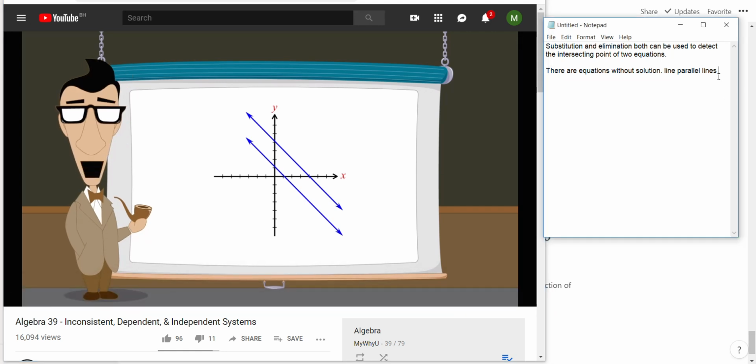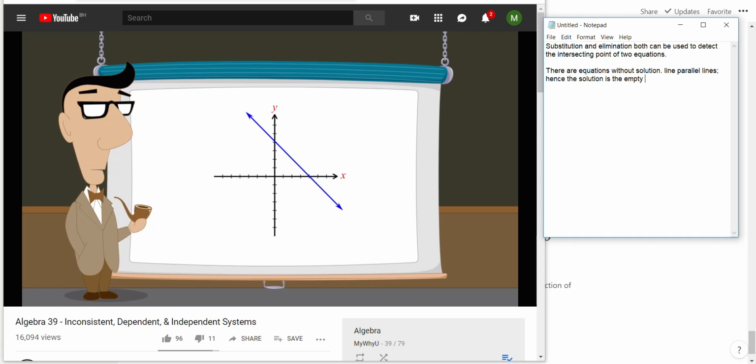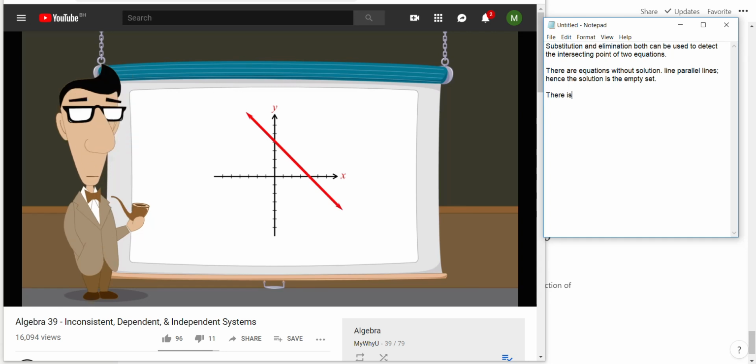The third possibility is that the two lines described by the equations are the same. In this case, the two graphs intersect at every point, and the solution set contains an infinite number of solutions.